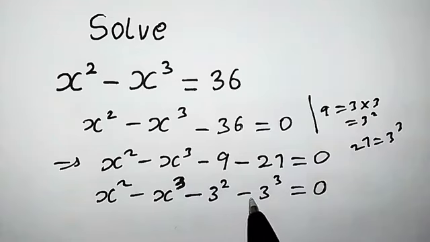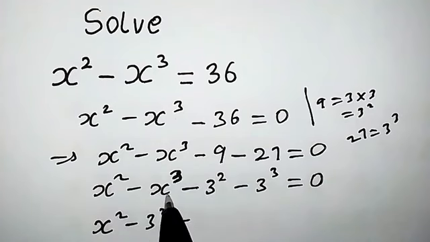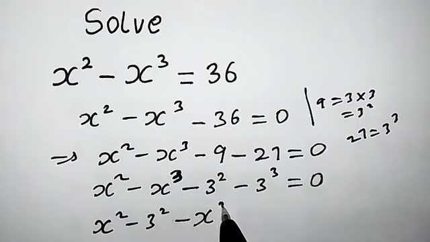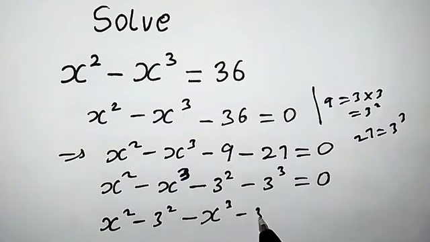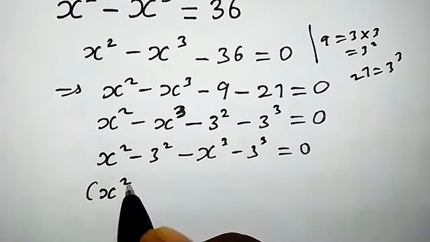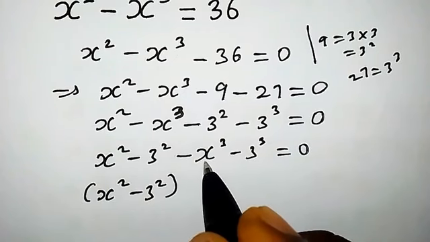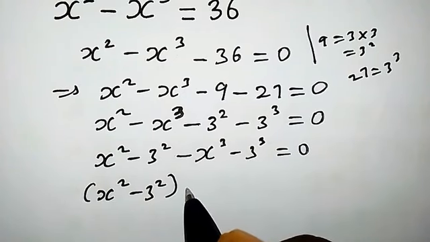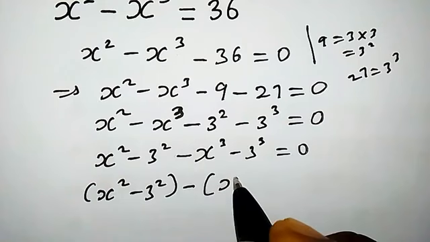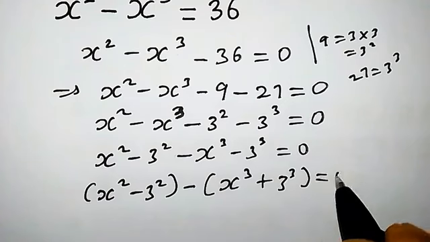So now let's combine the terms with the common exponent. We're going to have x square minus 3 square minus this guy, x cube minus 3 to the power of 3 equals 0. We can put this in brackets. So we're going to have x square minus 3 square. Likewise, for this guy, negative is common, so we can pull it out. So we're going to have minus into x cube plus 3 cube equals 0.